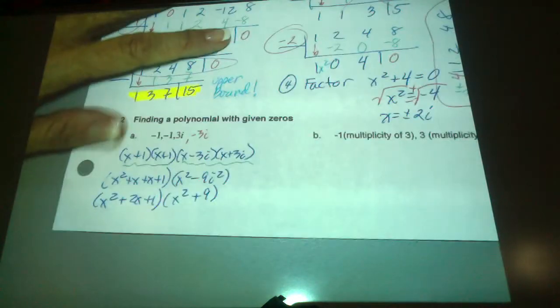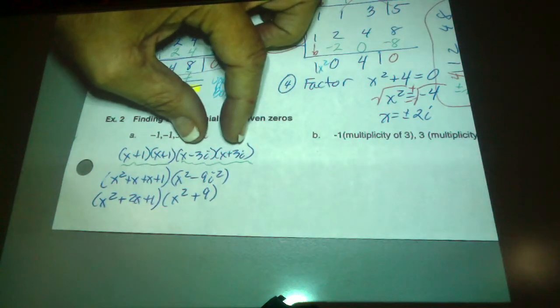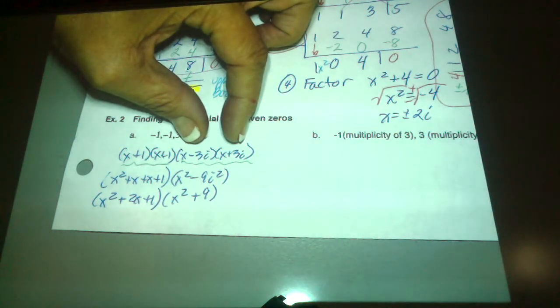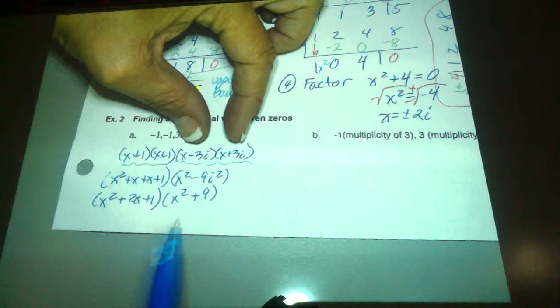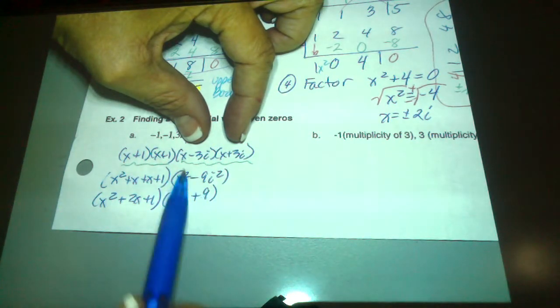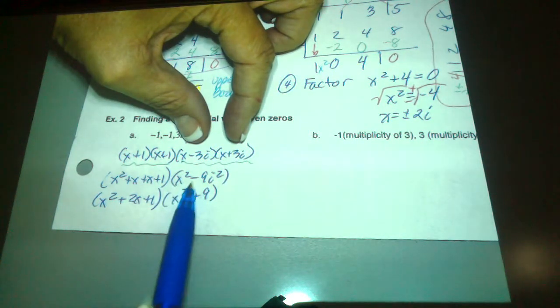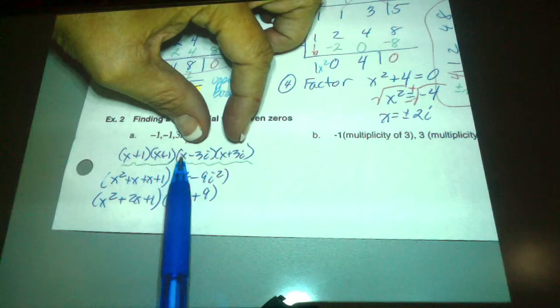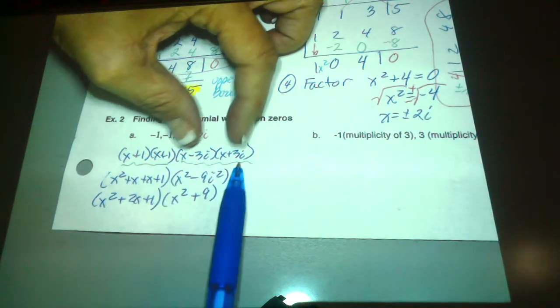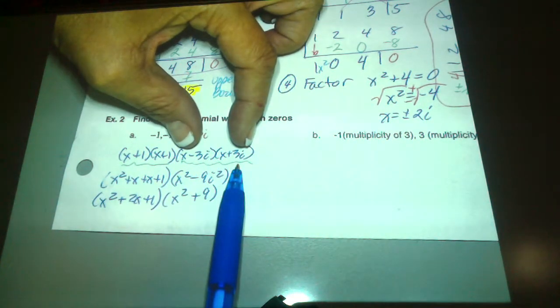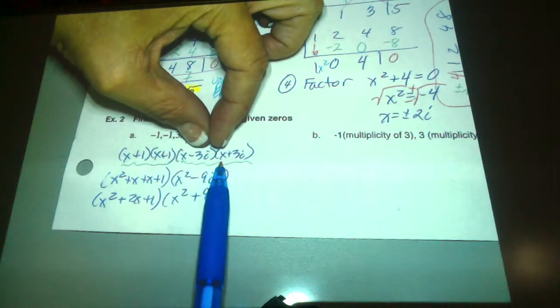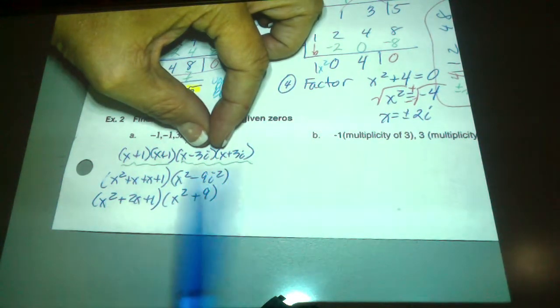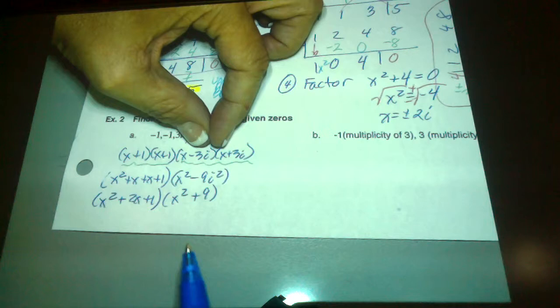When I multiply x minus 3i and x plus 3i, this is the difference of two squares. If you don't believe me that it is a squared minus b squared, which is x squared minus (3i) squared, which is 3 squared and i squared, giving you 9i squared, then FOIL it. x times x is x squared. x times 3i is a positive 3xi. Negative 3i times x is a negative 3xi. But they cancel each other out.